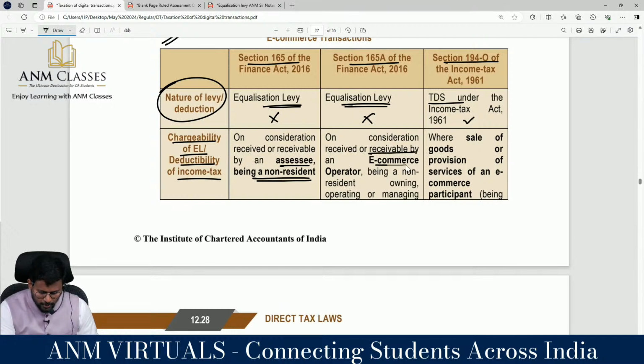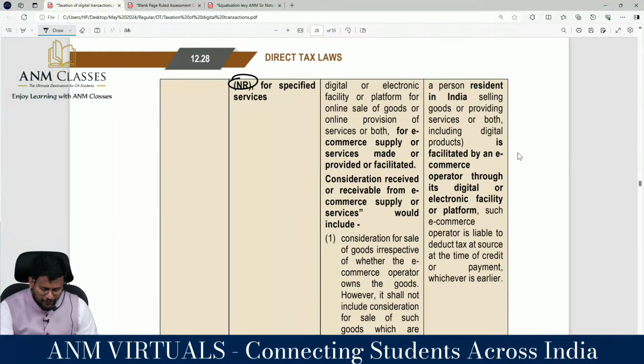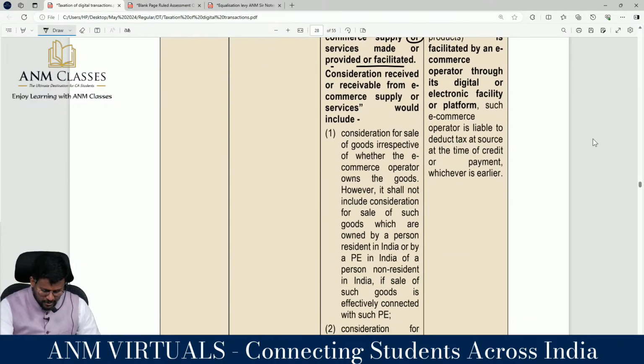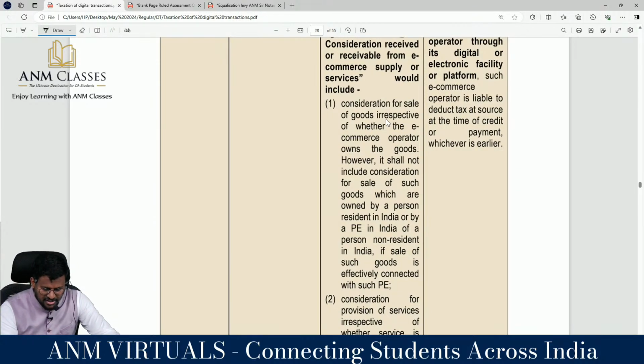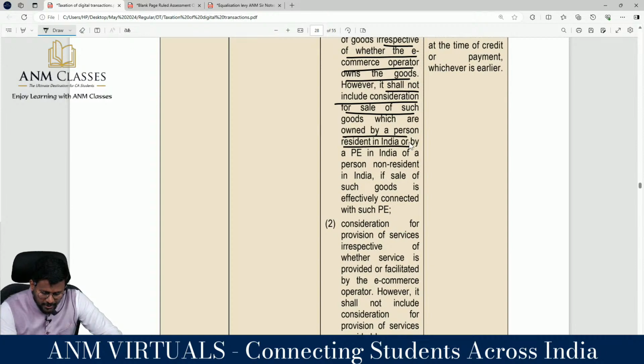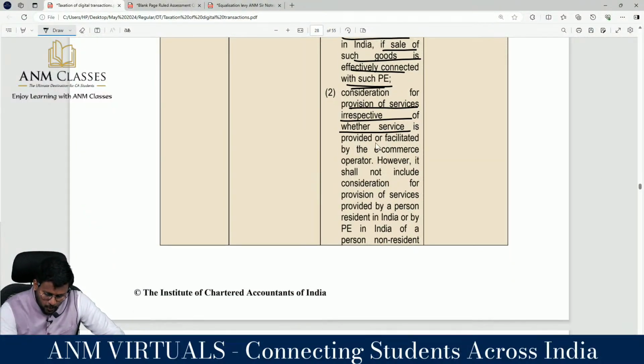On consideration received or receivable by an operator being a non-resident owning, operating or managing a digital or electronic platform for online sale of goods or online provision of service or both, for e-commerce supply or service made or provided or facilitated. Consideration received or receivable from e-commerce supply or service would also include, as we have already studied, consideration for sale of goods irrespective of whether the e-commerce operator owns the goods or not. However, it shall not include consideration for sale of such goods which are owned by a person resident in India or by a PE in India of a person non-resident in India, if the sale of such goods is effectively connected with what? And consideration for provision of service irrespective of whether the service is provided or facilitated by an operator.